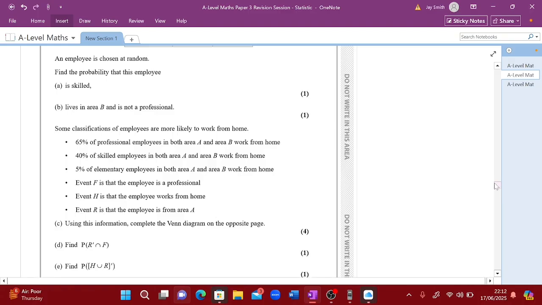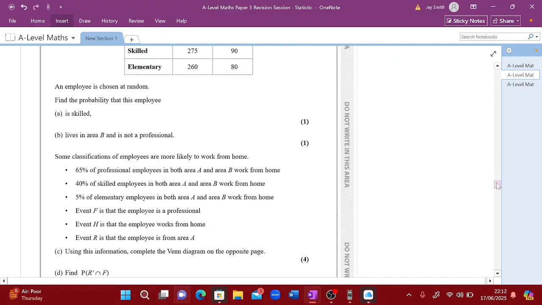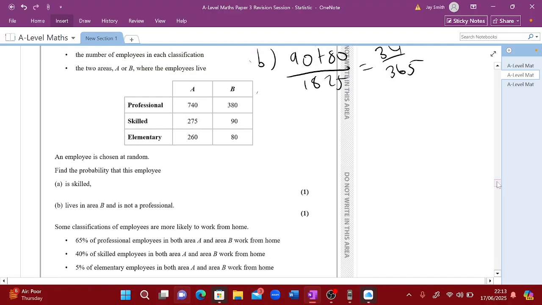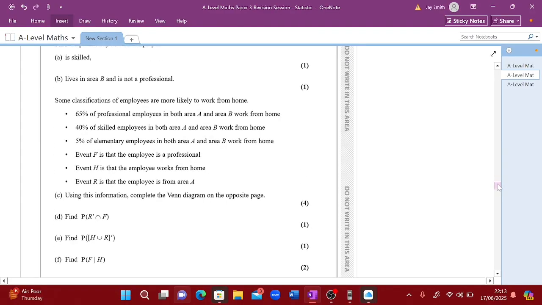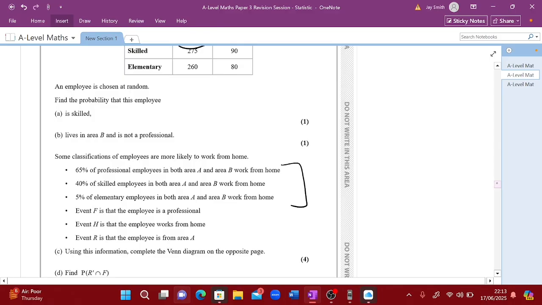Well, we could work it out using the table. How many are professional and from area A? It's exactly this number here. But then we need to work out how many also work from home. So let's have a look at this. 65% of professional employees in both Area A and Area B work from home. 40% of skilled employees in both Area A and Area B work from home, and 50% of elementary employees in both of them work from home.